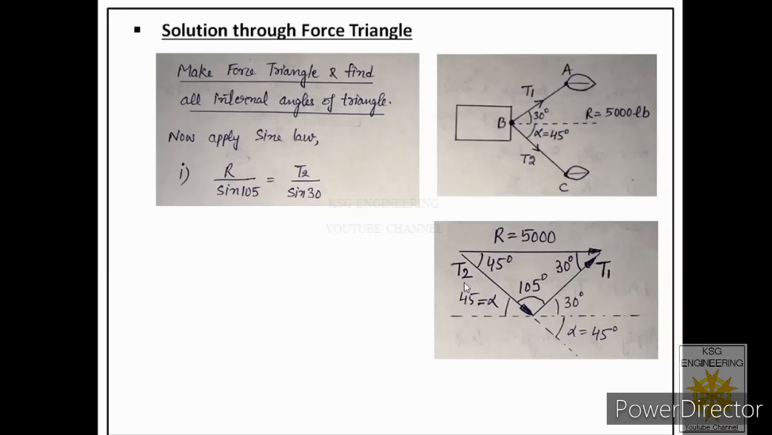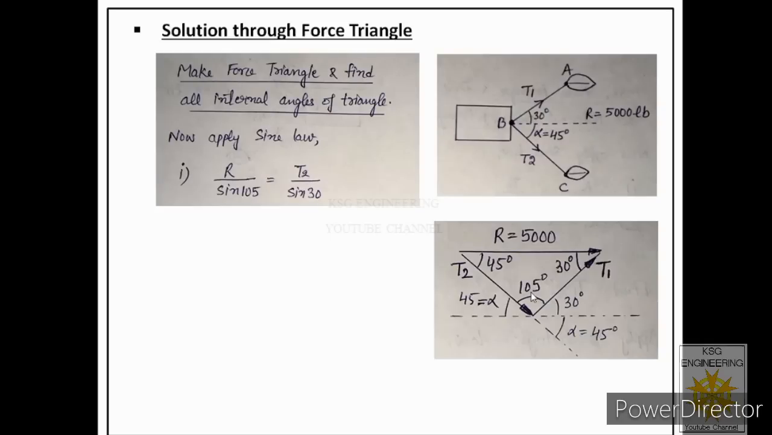So what is that formula? That formula is T2 upon sine of the angle between other two forces. So what is the sine of angle between other two forces? So let us see what are other two forces. Other two forces are R and T1. So between these two forces, angle is 30 degrees. So see what we have written over here. T2 divided by sine 30. Fine. Now this will be equal to R divided by sine 105.